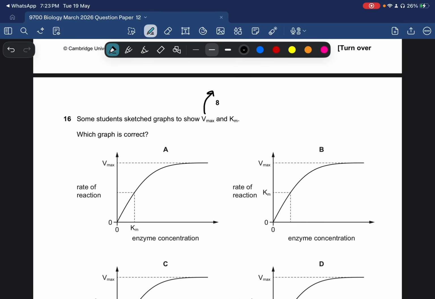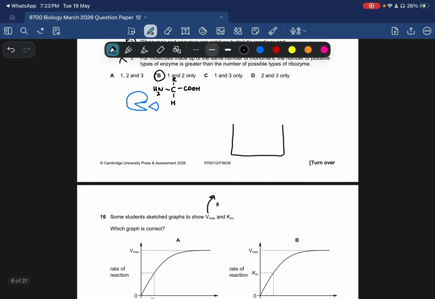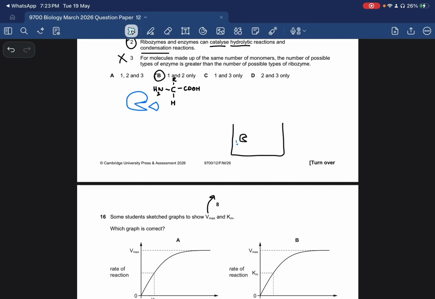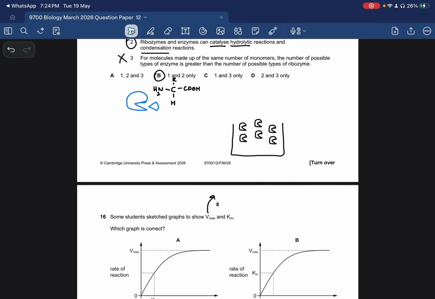So, for example, let's say I have a container in which there is a chemical reaction going on. And in this container, I have 6 enzymes. So, this is 1, then 2, then 3, and then 6, right? So, 6 enzymes in this container. The point in time when every one of these 6 enzymes is going to have a substrate inside of it.